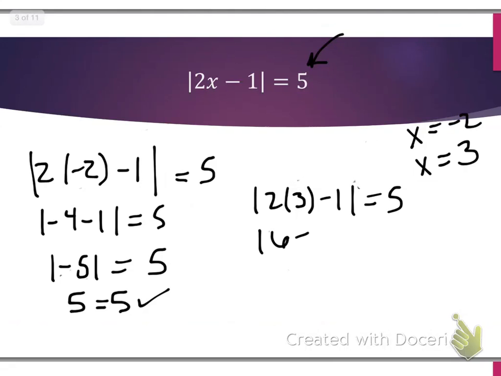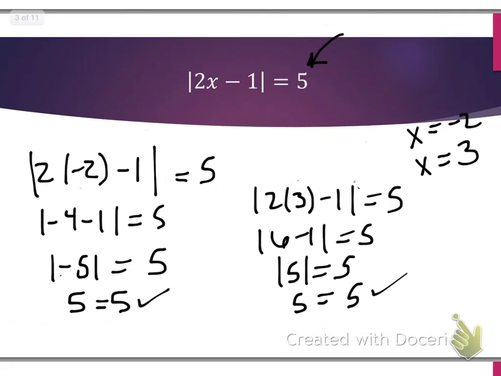Now let's try 3. 2 times 3 is 6. 6 minus 1 is 5. The absolute value of a positive number is still positive. So 5 equals 5. This is why you have to test both the positive and negative side of it, because we have two different answers that are going to work when we talk about absolute values in these situations.